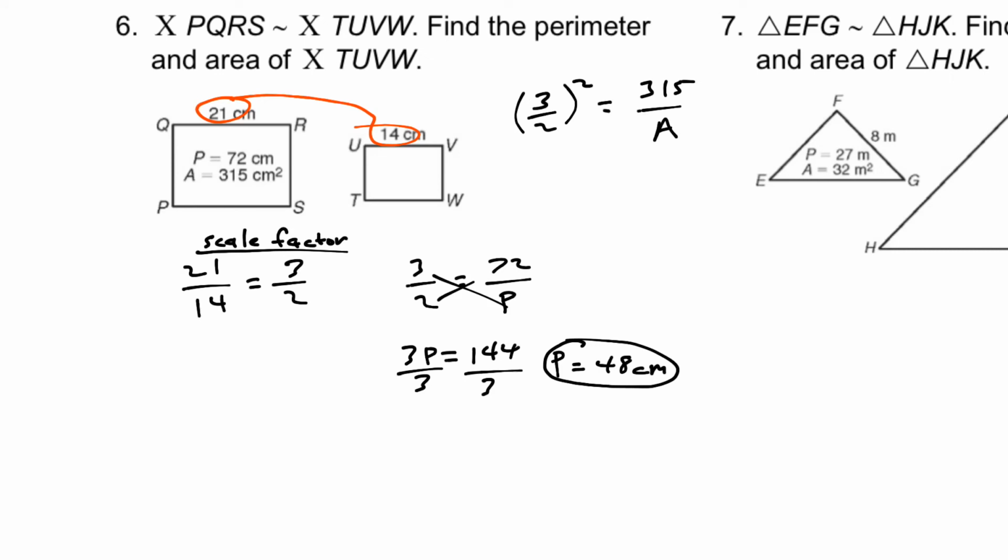Squaring our scale factor, we have 3 squared, so that's 3 times 3 is 9. And in the denominator, we have 2 squared, which is 2 times 2 is 4. That's going to equal 315 over the area of our small rectangle. Our first cross product is 9 times A, and that will equal 4 times 315, which is 1,260. Then we'll divide both sides by 9, and we'll get area of our small rectangle is 140.